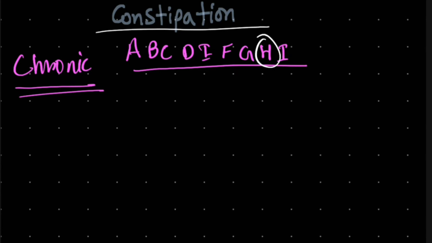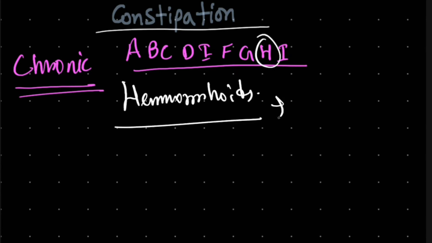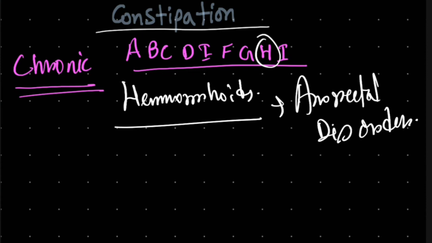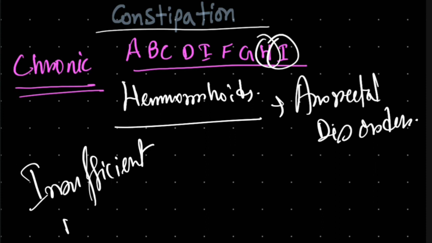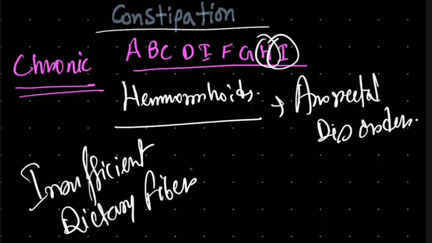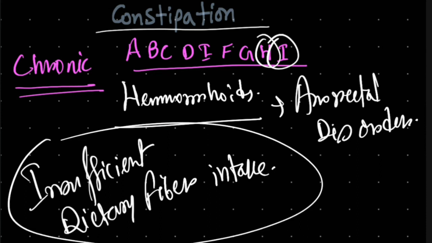Then comes H. H is for hemorrhoids or piles. Associated with hemorrhoids, any other anorectal disorder can cause chronic constipation. Next comes I. I is for insufficient dietary fiber intake. If a patient takes very little fiber in his diet and is usually in an older age group, he may present with chronic constipation. So these are the causes of chronic constipation with the mnemonic from A to I.